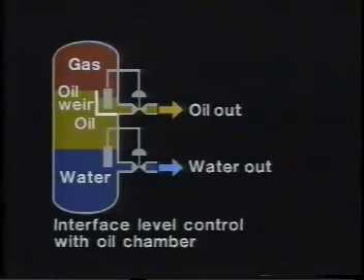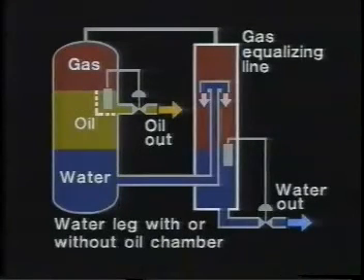The third method uses 2 weirs, which eliminate the need for an interface float. The interface level is controlled by the height of the external water weir relative to the oil weir or outlet height. This is similar to the bucket and weir design for horizontal separators.